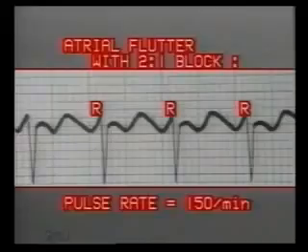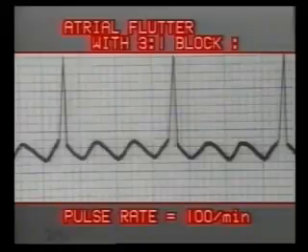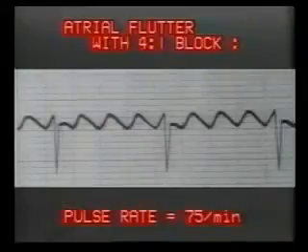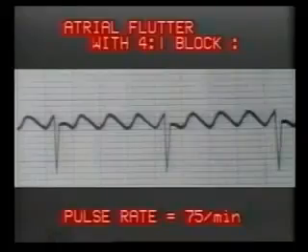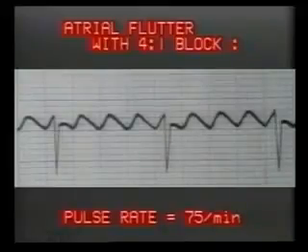This is again a 2 to 1 block. This ECG shows 3 to 1 block with ventricular rate of 100 per minute. And this ECG shows 4 to 1 block with ventricular rate of just 75 per minute. Note that the ventricular rate and the pulse is regular, but sometimes the flutter may show a varying block and irregular pulse.